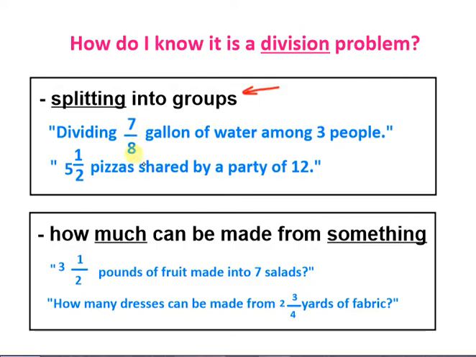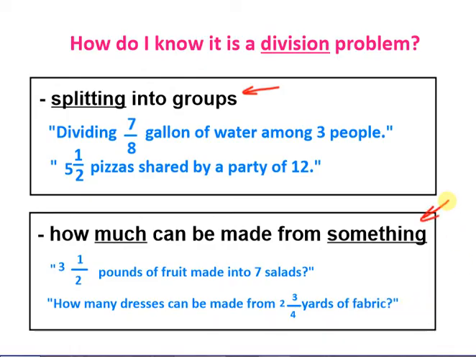So dividing 7/8 gallon of water among 3 people. 5.5 pizzas shared by a party of 12. Okay. Second thing to look for, how much can be made from something? So if I have this amount of something, how much can be made from it? So for example, 3.5 pounds of fruit made into 7 salads. How many dresses can be made from 2 3/4 yards of fabric?